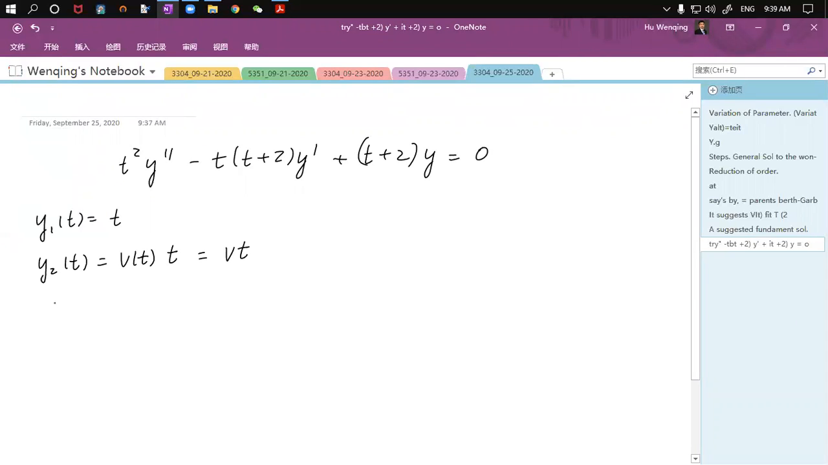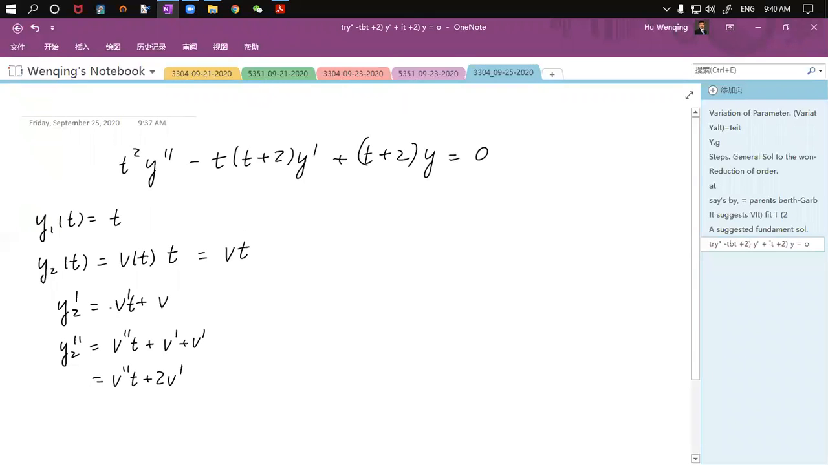So as long as you have this, you can see that y2 prime is going to be v prime t plus v, and y2 double prime is v double prime of t plus v prime plus v prime. So that's v double prime t plus 2 times v prime. So that's going to be your y2 derivatives.